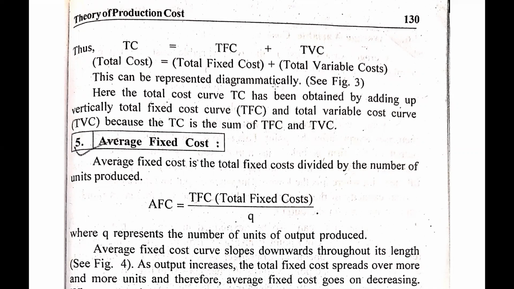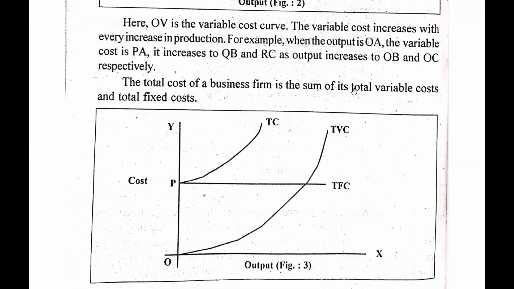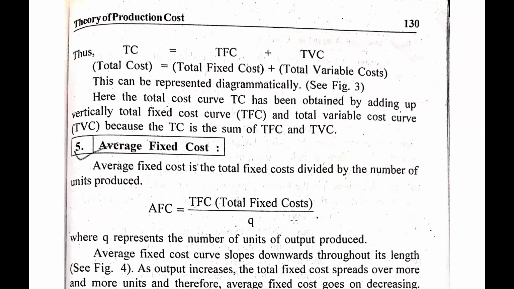This can be represented diagrammatically. See figure 3. So guys, here we already have seen figure 3. Here, the total cost curve has been obtained by adding up vertically total fixed cost curve and total variable cost curve, because the total cost is the sum of total fixed cost and total variable cost.